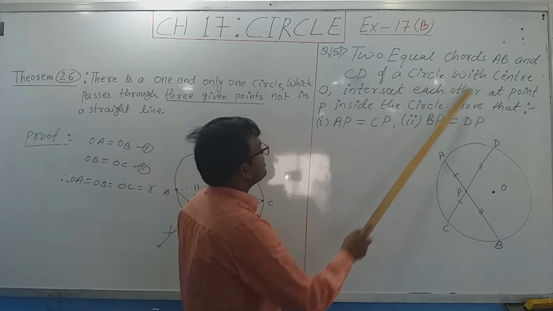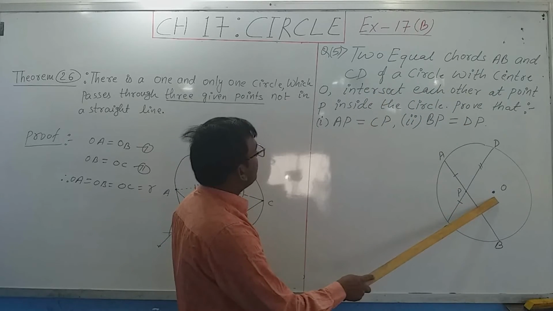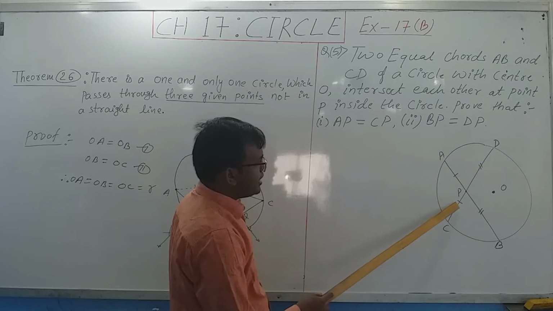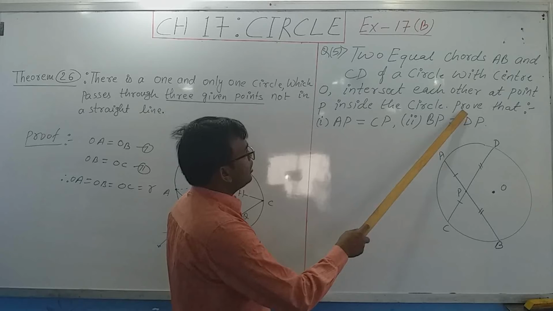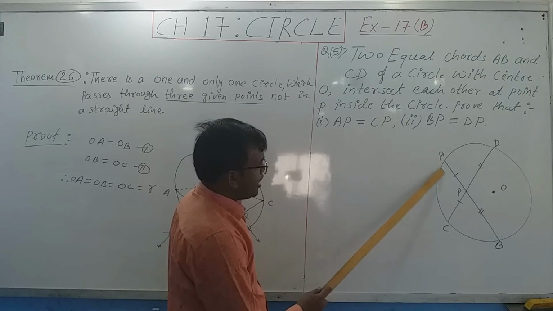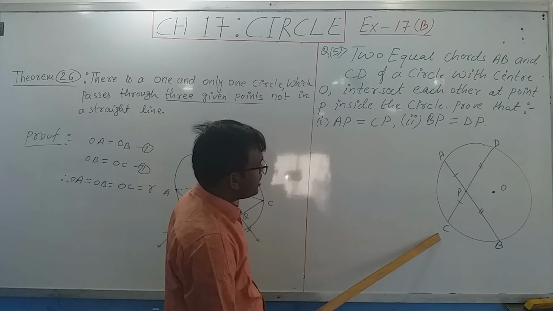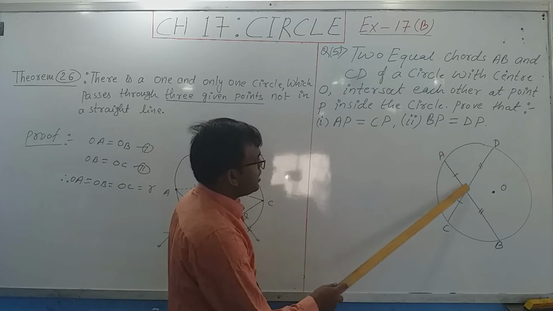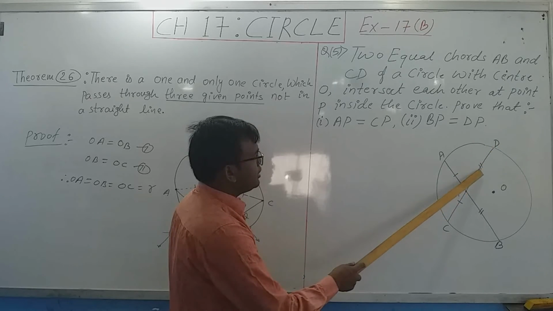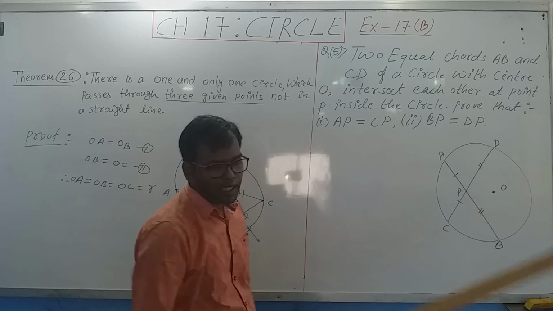The chords AB and CD of a circle with center O, which is provided, intersect each other at point P. Both chords intersect at point P inside the circle. Prove that AP equals CP and BP equals DP. That means these two sides and these sides are equal.